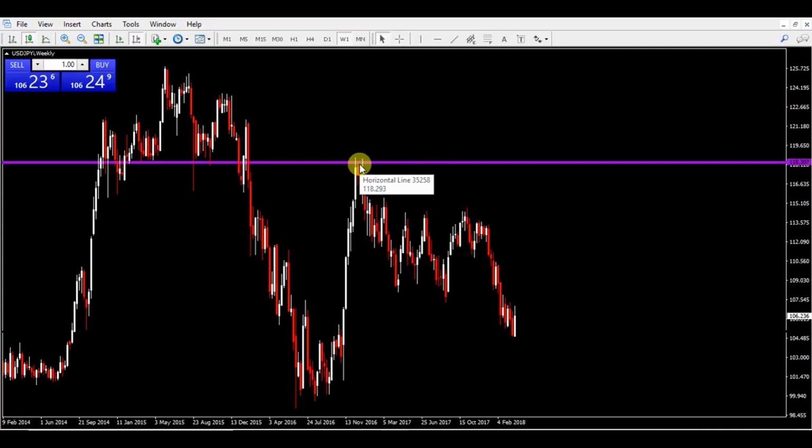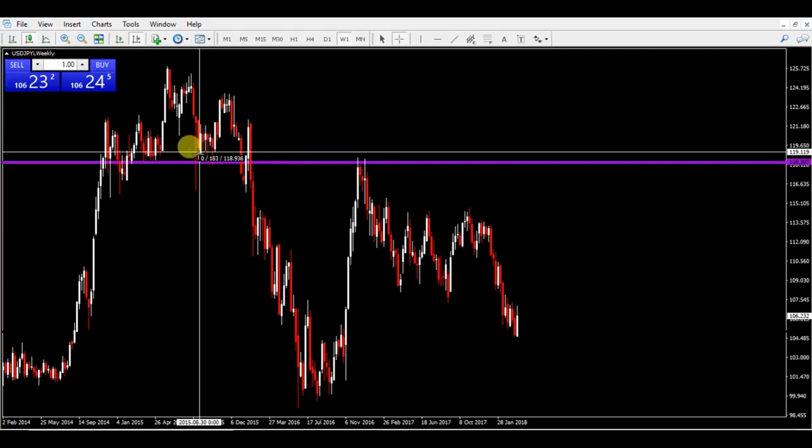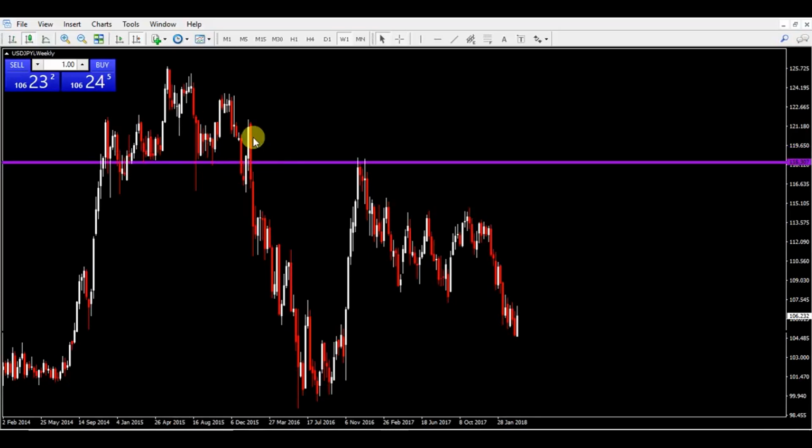So here's the weekly. Here's a very obvious one, for very obvious reasons. Big reaction here on the weekly. Each candle takes a week to form, so for a couple of months price could not break through here and it rallied back up. It came down and bounced up, and in this case came up and bounced down. Very strong area.